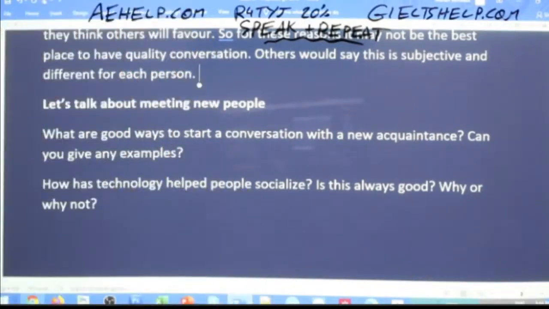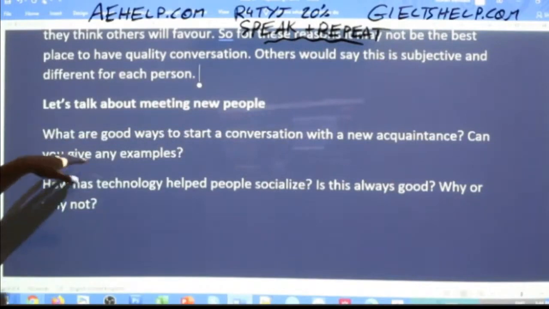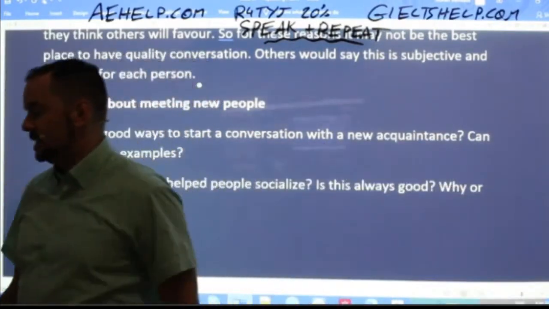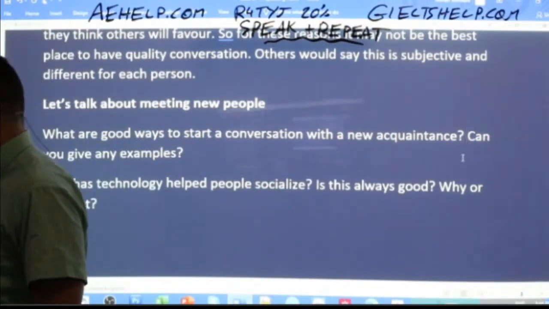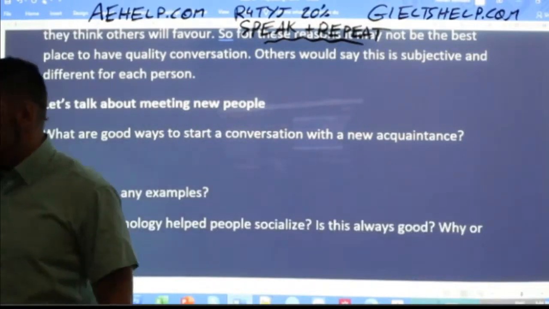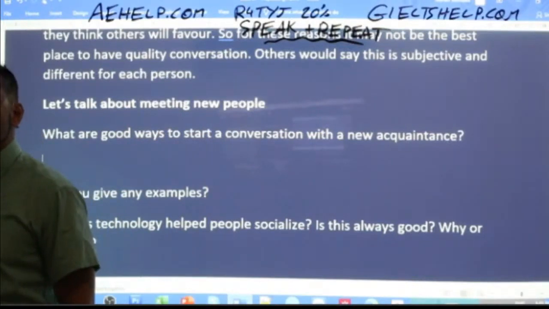And then the examiner will say, let's talk about meeting new people. What are good ways to start a conversation with a new acquaintance? Okay, give me a nice full sentence answer for this one. So, what are good ways to start a conversation with a new acquaintance?